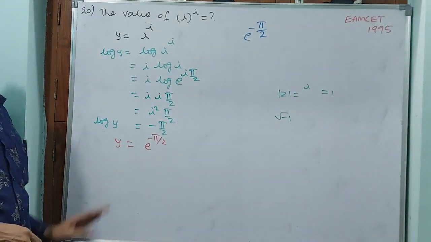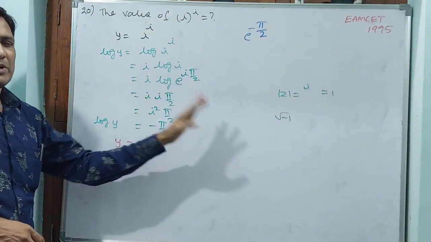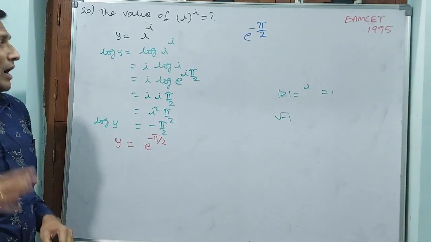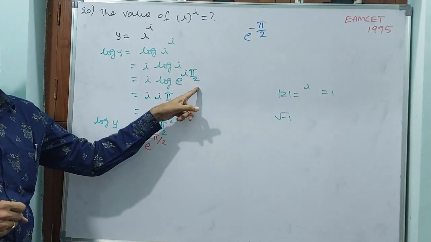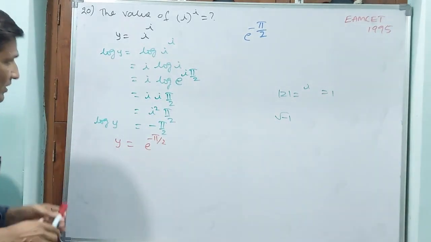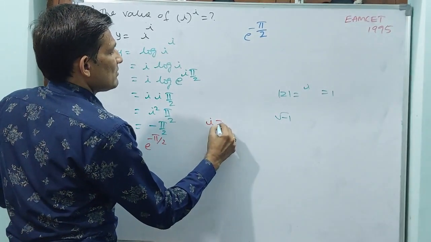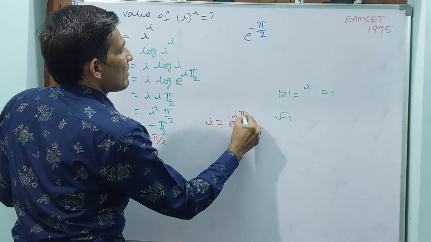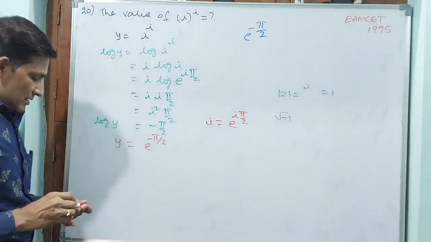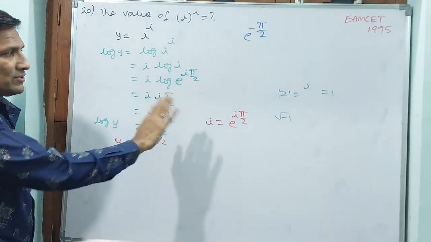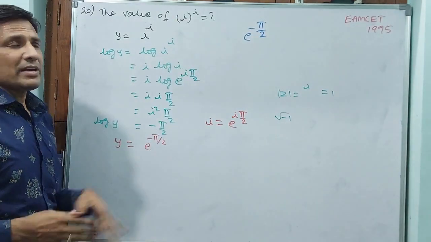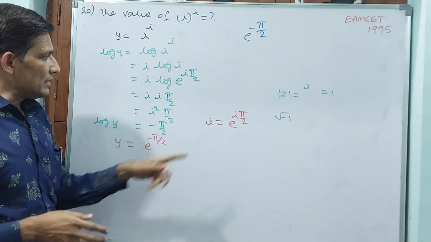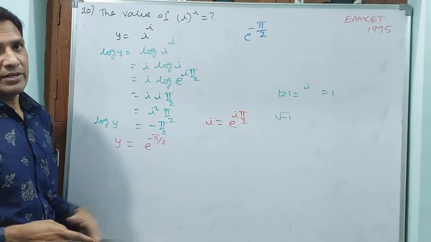This is a little bit tricky to understand, but you take this value, or else you can take I is equal to e power I pi by 2, that you know. If you know this, automatically you will get this. Or else you learn by heart I power I is equal to e power minus pi by 2, or learn by heart I is equal to e power I pi by 2.